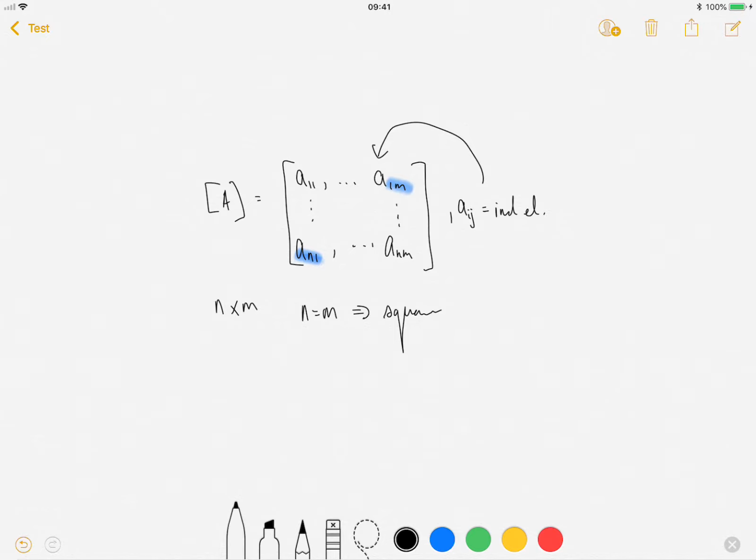So carrying on this discussion, the diagonal of our matrix, this set of elements here, is called the main diagonal or the principal diagonal of the matrix. All right, now let's go through some special matrices.